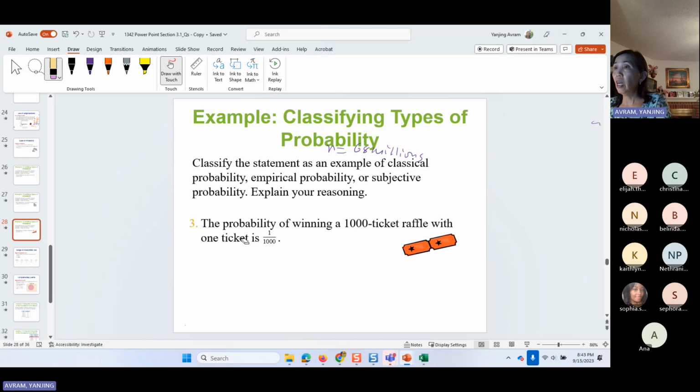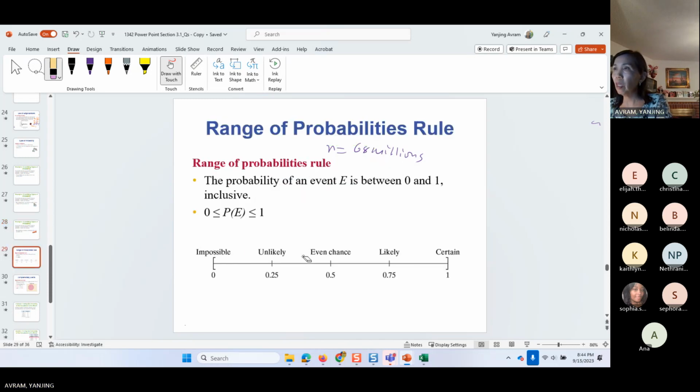All right. The probability of winning a 1,000 ticket raffle with one ticket is 1/1,000. Well, this one will be a perfect example of classical probability, right? So that is a 1,000 ticket raffle, and you buy one ticket, so that's 1 out of the 1,000. That's how you count the classical probability.